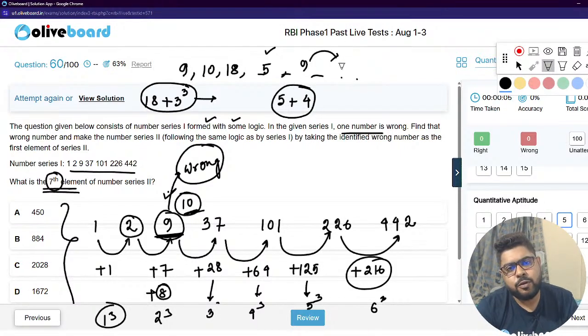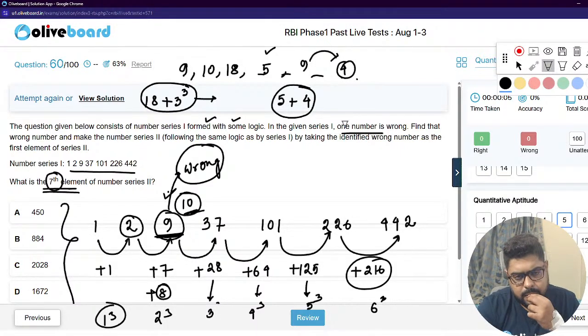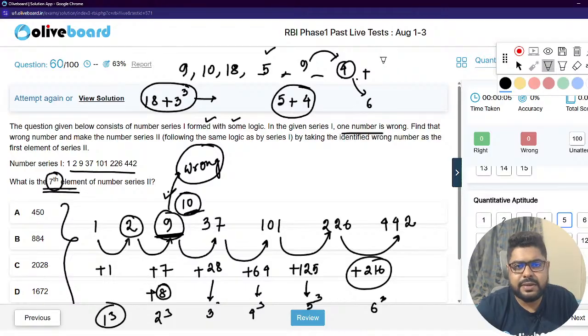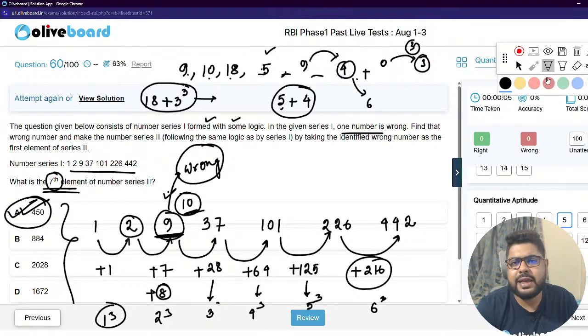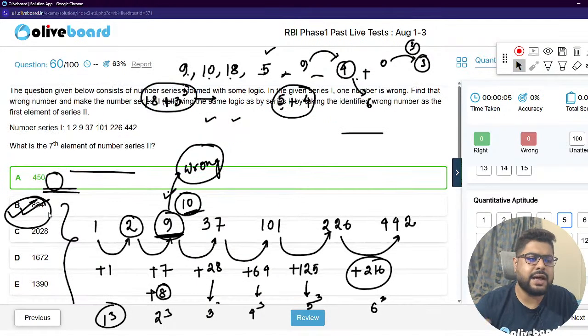Then 5 cube, it will be 4. Then it will be 6 cube. Again, it will be 6. That means 0. Then it will be 7 cube. That means 3. One second, 1 2 3 4 5 6 7, the 7th will be 0 only. Option A is the answer.